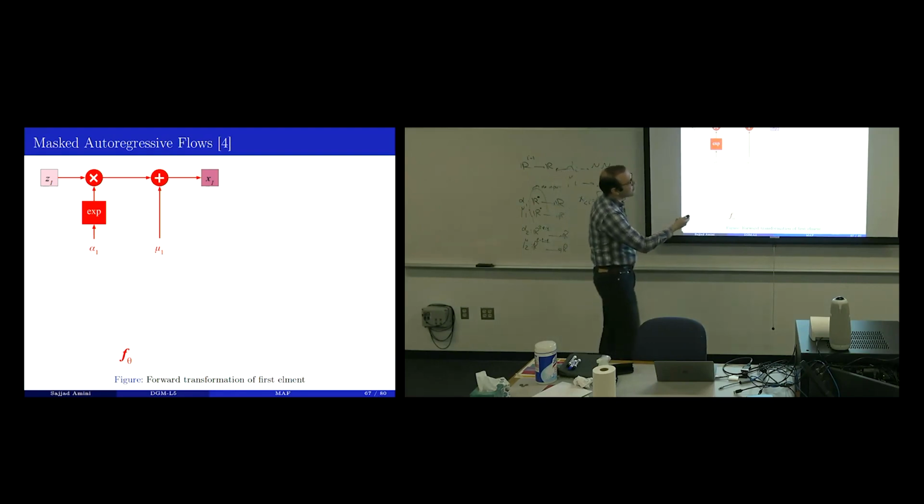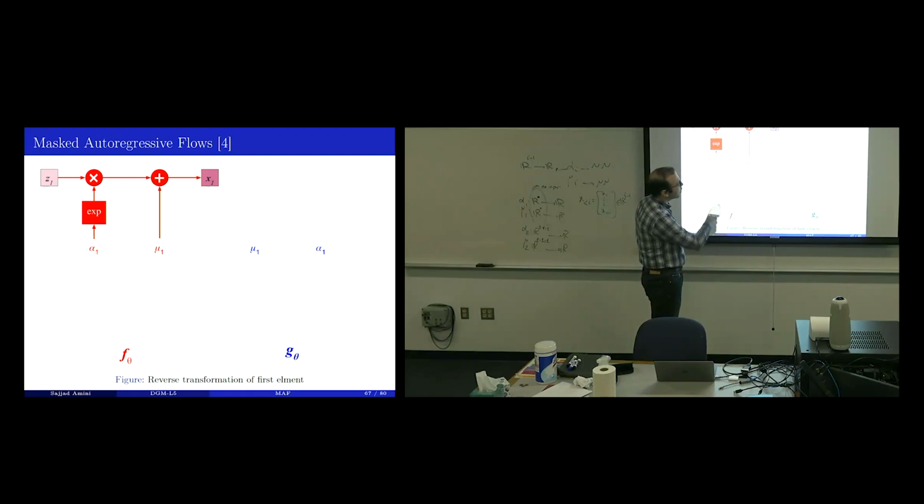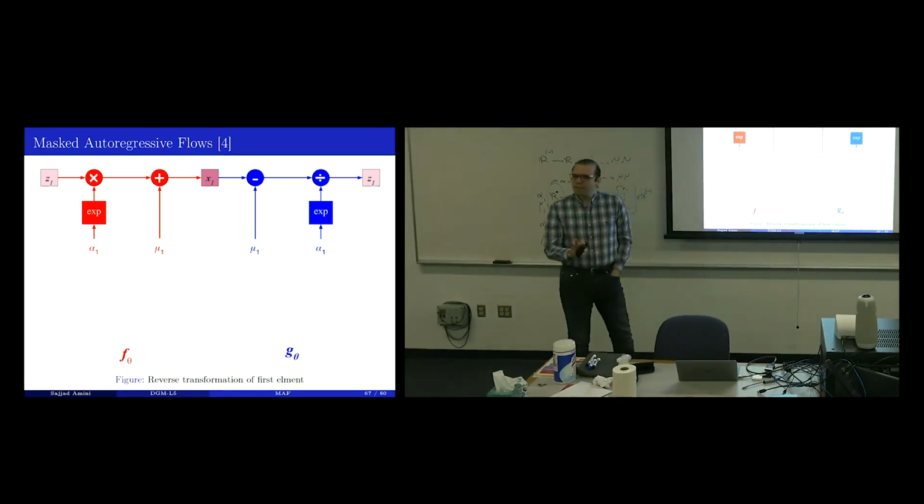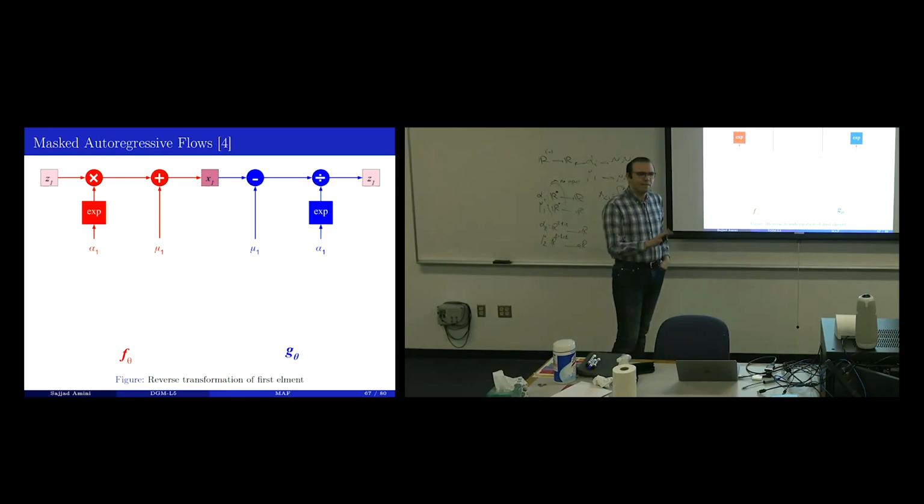How can we inverse this procedure? You have access to alpha 1 and mu 1. So again, you first subtract mu 1 from x. You invert this operation here, and then divide by the exponent of alpha 1. So you have z1 here. For the first element, I think everything is clear, yes?